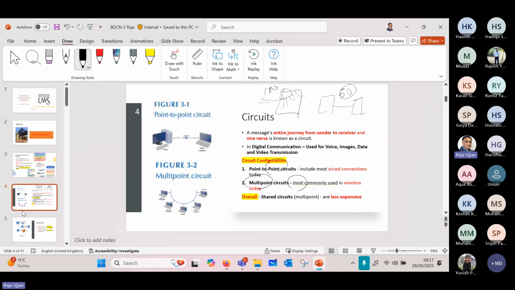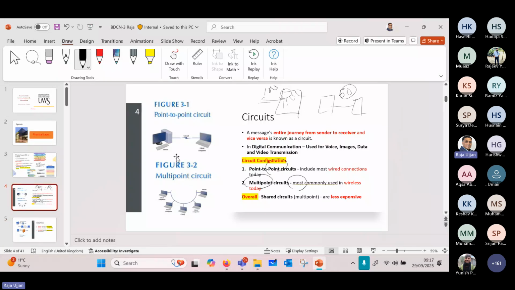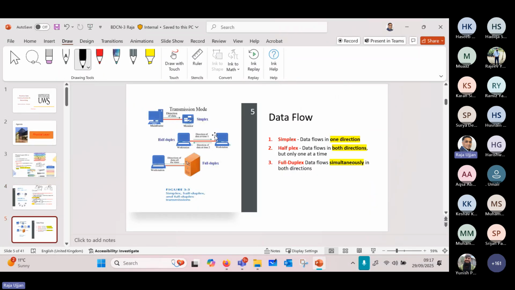Okay, guys, this is very important. I'm going in a very, very basic way because we have non-IT students, that's why we're just going on the top level. And now let's look at the data flow, how data is flowing in the circuit. We covered the circuit types, point to point and multi-point, but there are also rules for how data is transmitted in different ways: simplex, half duplex, and full duplex.